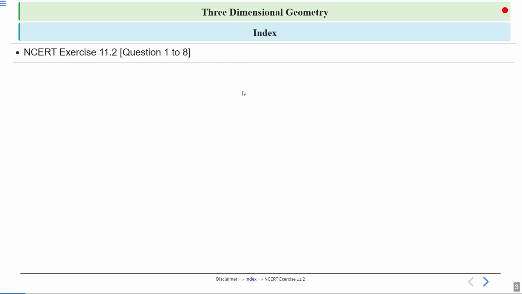So we will solve NCERT exercise 11.2, question number 1 to 8. I hope you are with your notebooks and pens ready. So now let's get started.